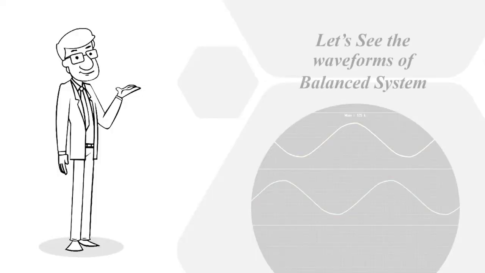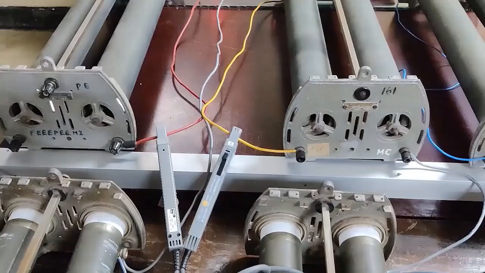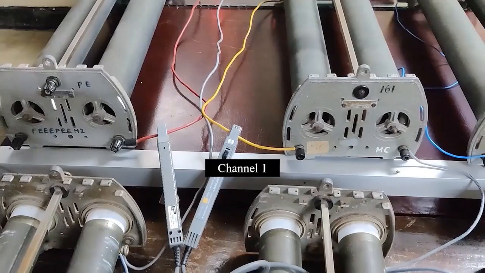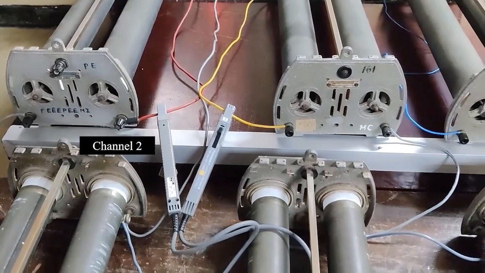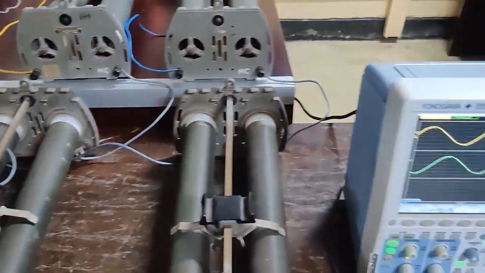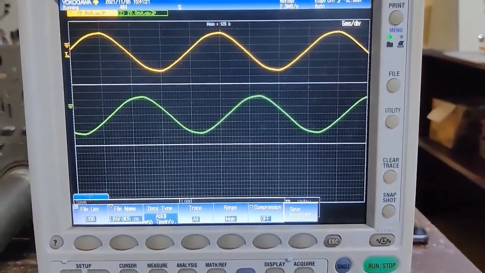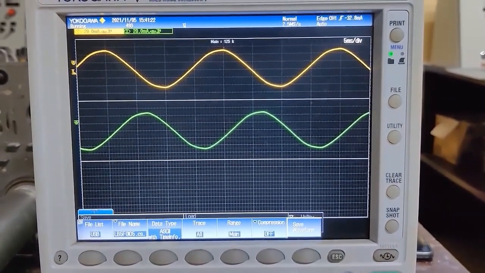Then phase Y and R current waveforms. Channel 1 is connected to phase Y and channel 2 is connected to phase R. Observe the waveforms and sketch them in the 2D grid. Then sketch all the waveforms in the 2E grid.